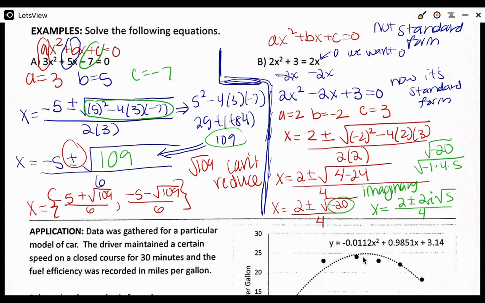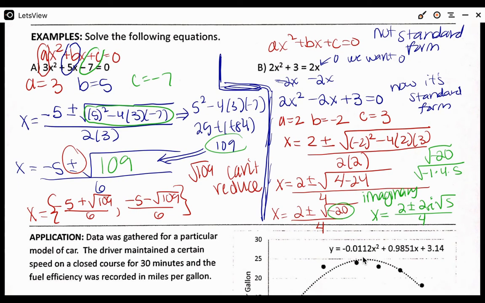I am running out of room totally. So let's get rid of some of this stuff.